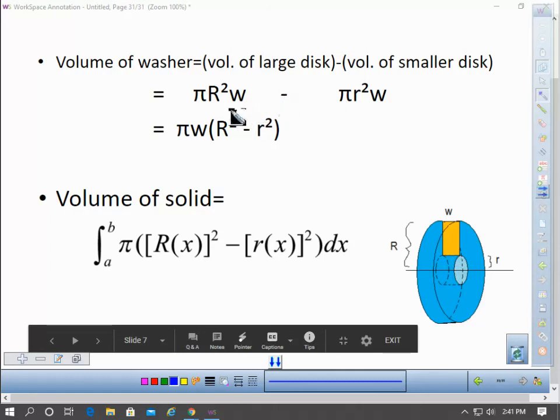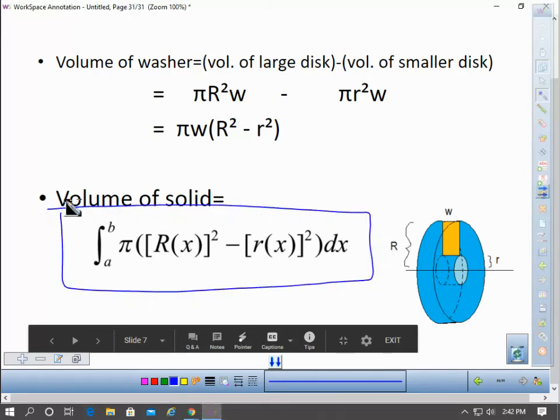Now, when we do that, you can factor out the pi and the w, okay? And that'll leave you with big R squared minus little r squared. So then this is our formula for washer if something has a hole in it, all right? So you notice the only difference in this formula is we're subtracting a little r squared. That's the only difference. So we're still doing an integral from a to b. We still are multiplying by pi because these are all circles. We're rotating around, so it's got to have a pi in it. And then we're doing the big radius squared minus the little radius squared dx.